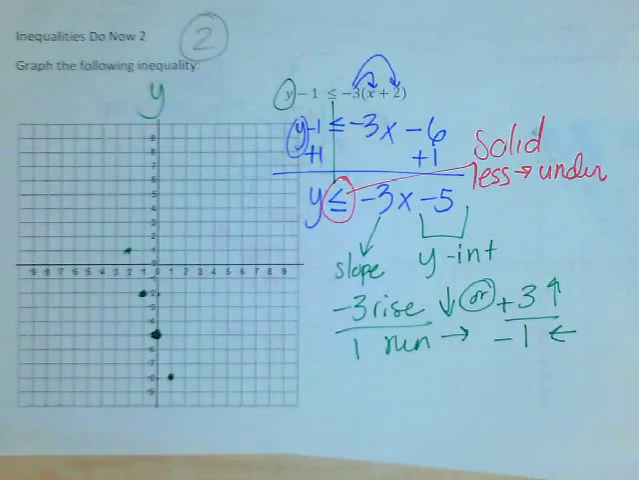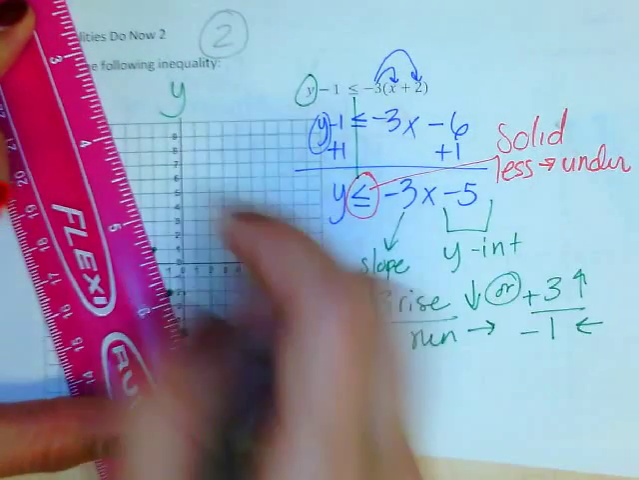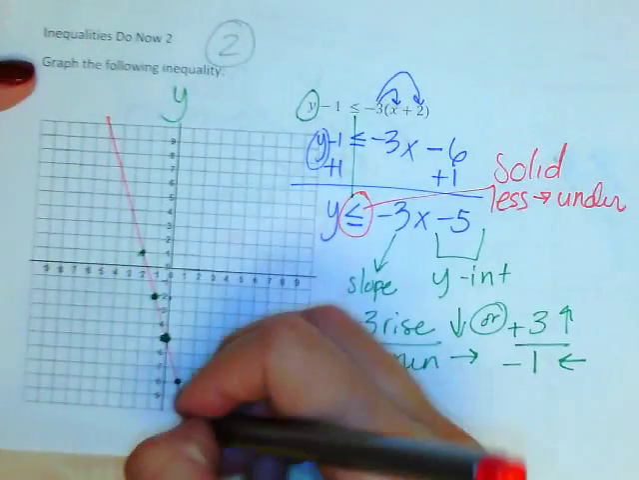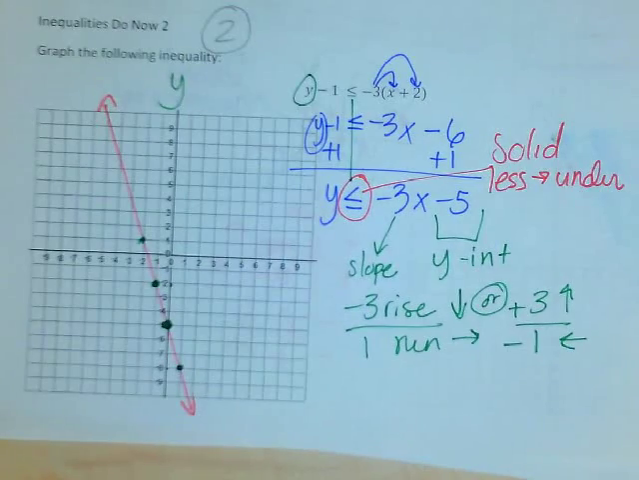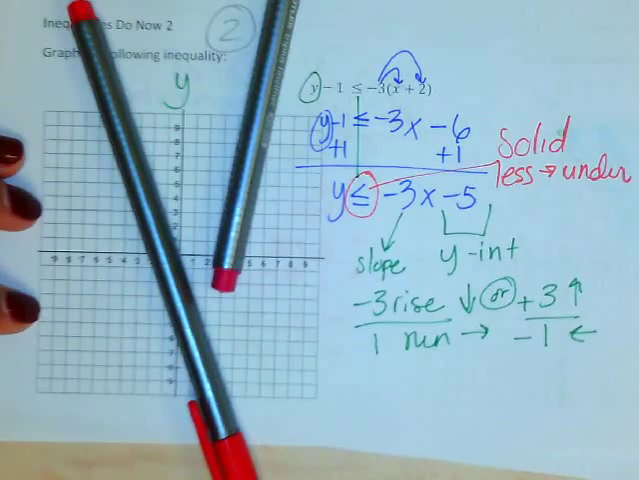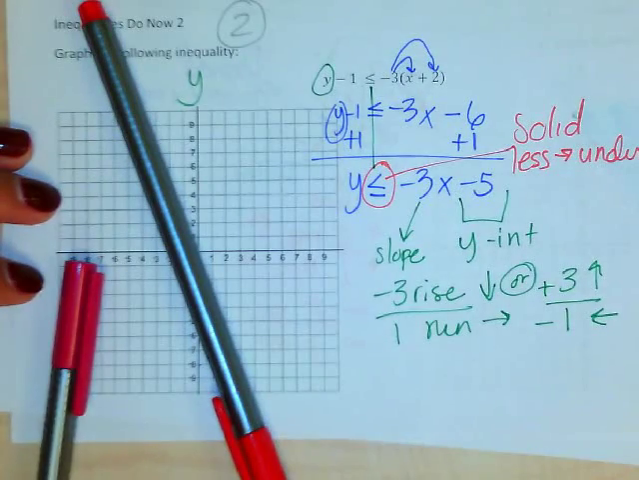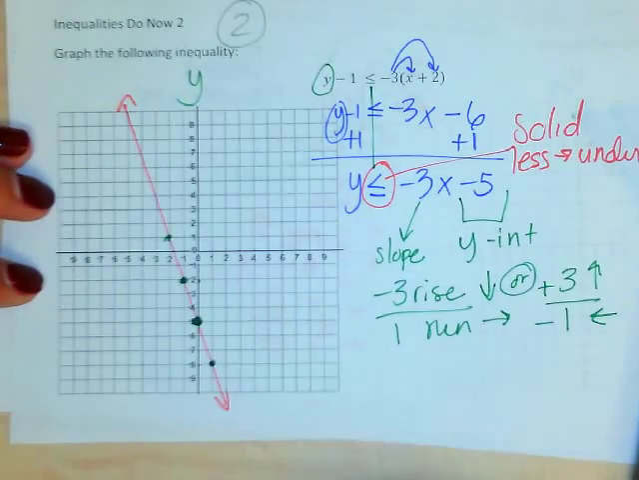Okay, so I'm going to take my ruler, and I'm going to make a solid line. And I'm going to shade under that line. So if this were a shelf, remember, this would be a book on top of that shelf. This would be a book under the shelf. So that means I'm going to shade underneath.